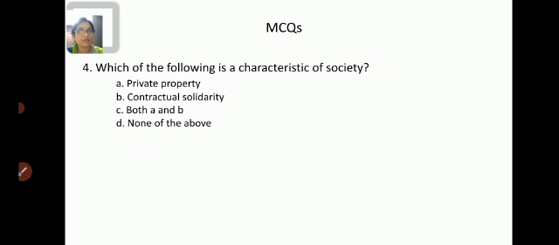The fourth question says, which of the following is a characteristic of society? A, private property, B, contractual solidarity, C, both A and B, and D, none of the above. The right answer is C, both A and B. Number 5, which of the following is a characteristic of society? A, doctrine, B, public opinion, C, both A and B, and D, none of the above. The right answer is C, both A and B.